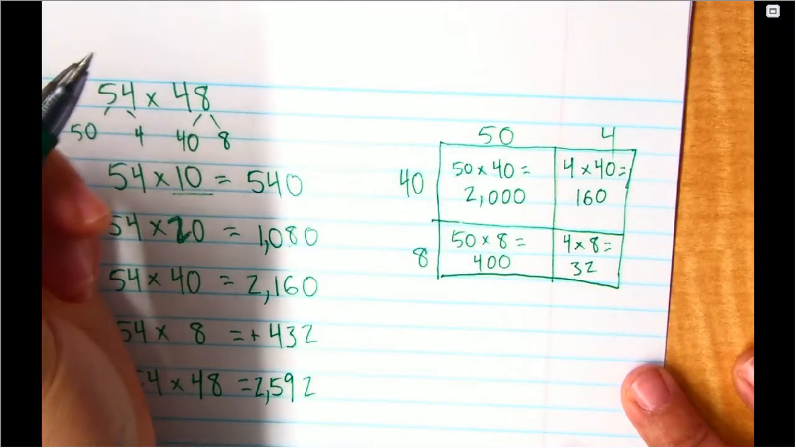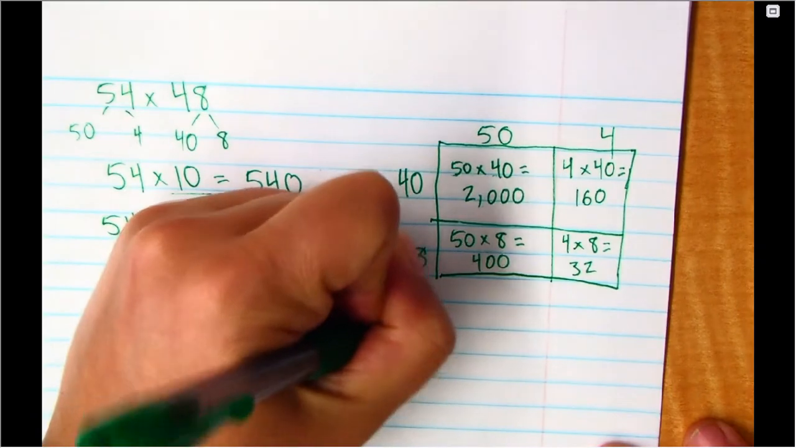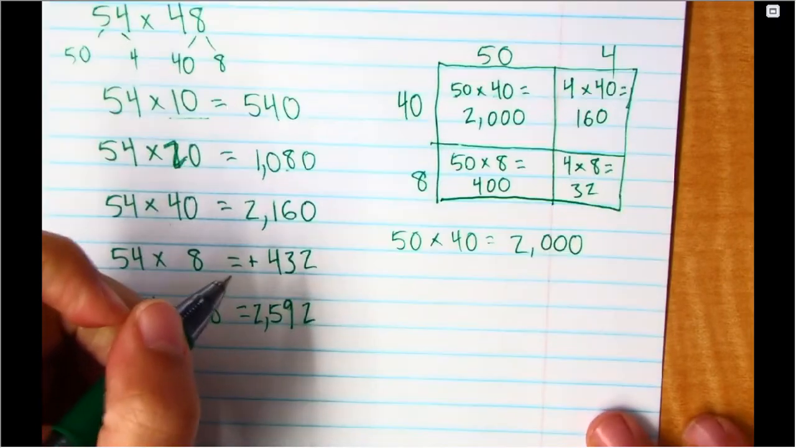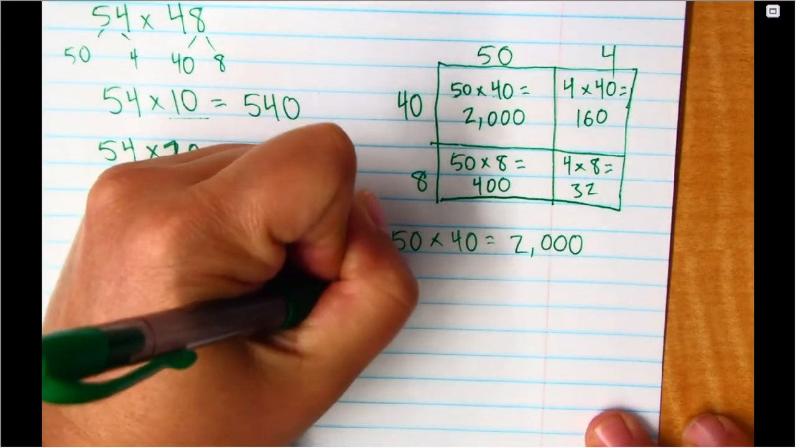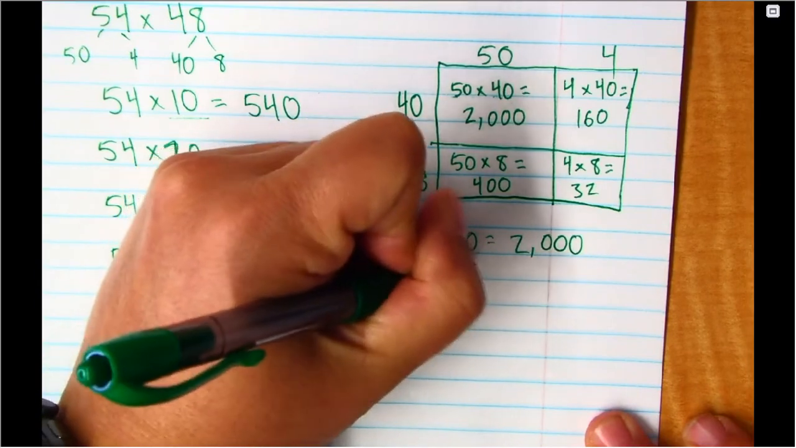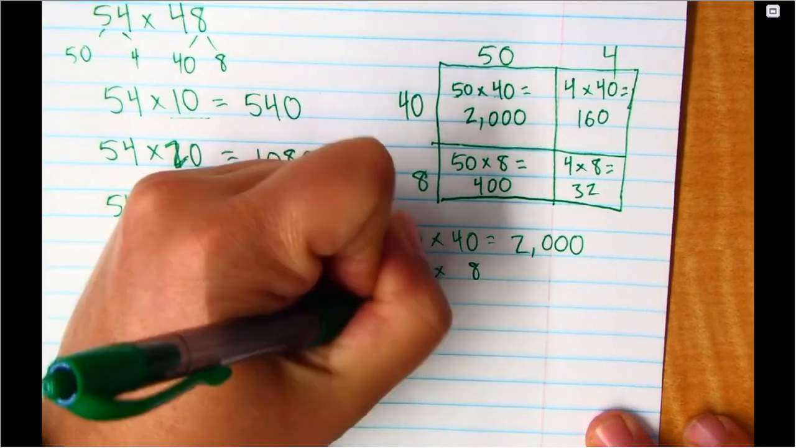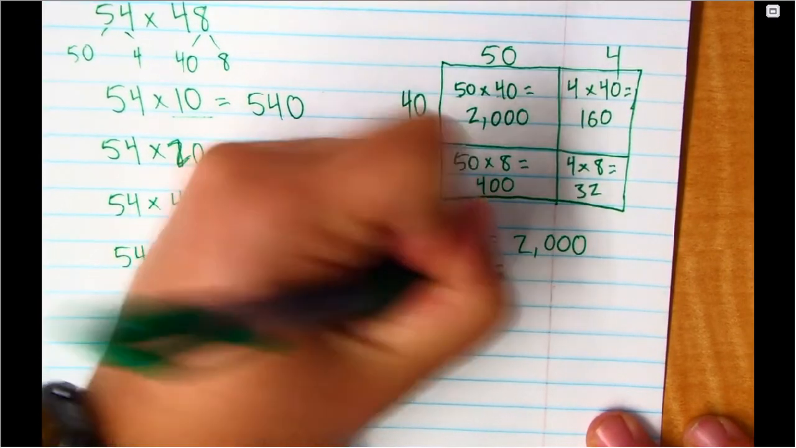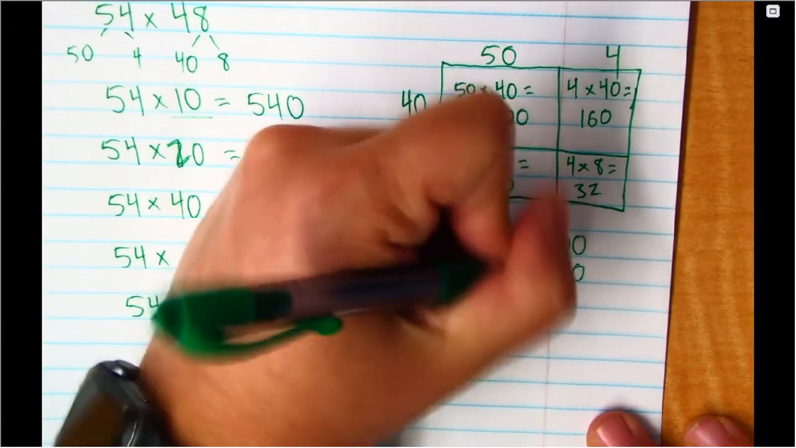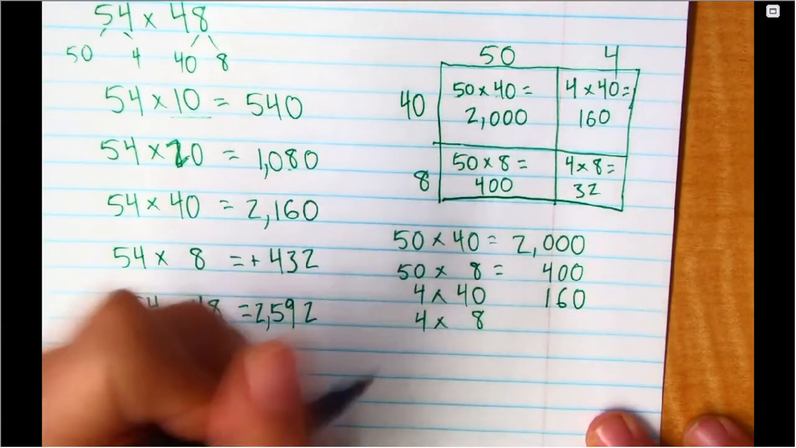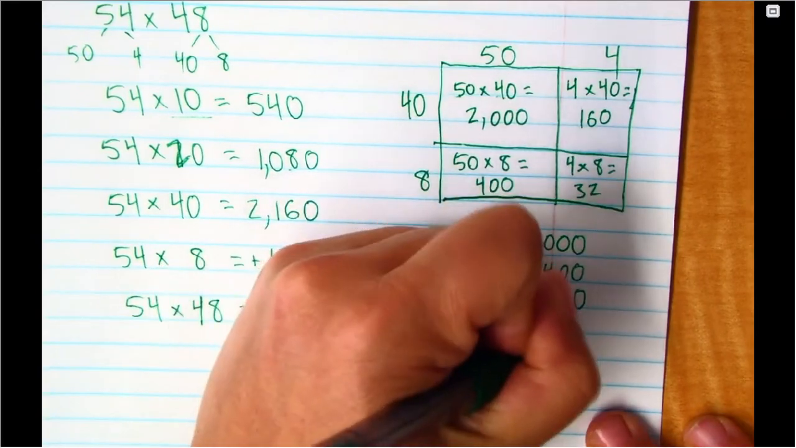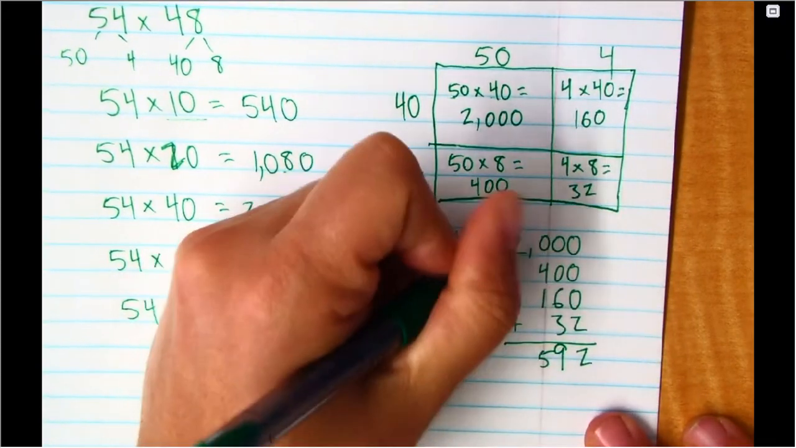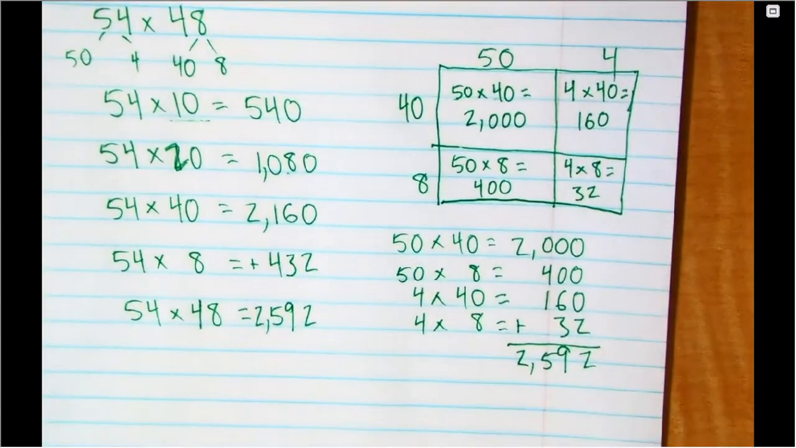Now I'm going to add my totals up. I'll move this over so we can see better. Then I have my 50 times 8 and my 4 times 40 and my 4 times 8. And I can fill in my numbers here. 160 right here and 32. Again, I'm going to add them up to 9, 5, and a 2 right here as well.